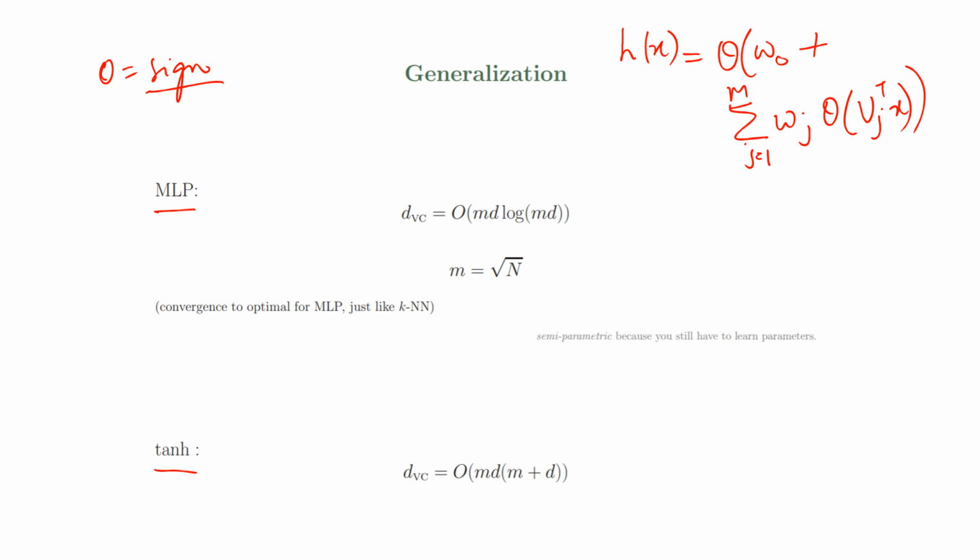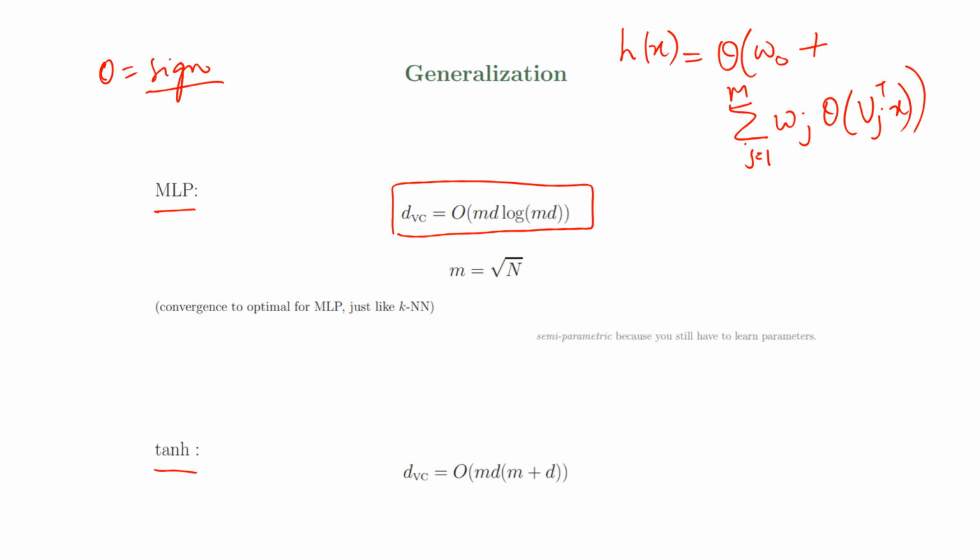All right, so the VC dimension of this MLP is of the order MD log MD, and it's possible to derive this. We won't do a full derivation, only a high-level one, but what it's telling us is that with M perceptrons times d input dimension, this is what can be shattered.